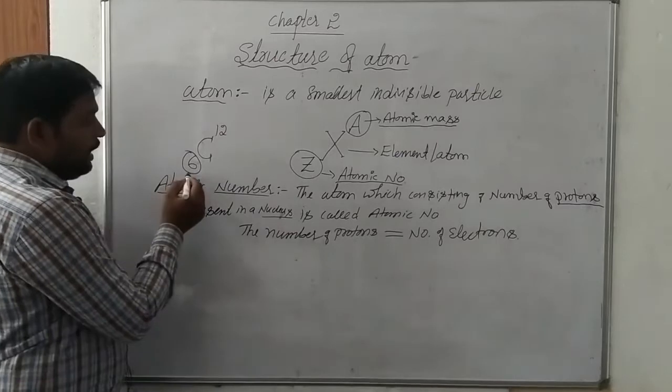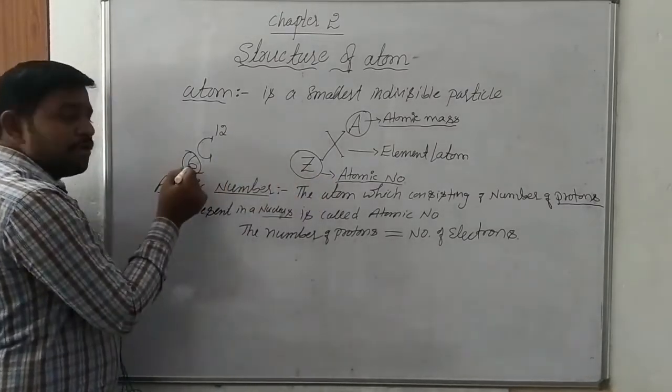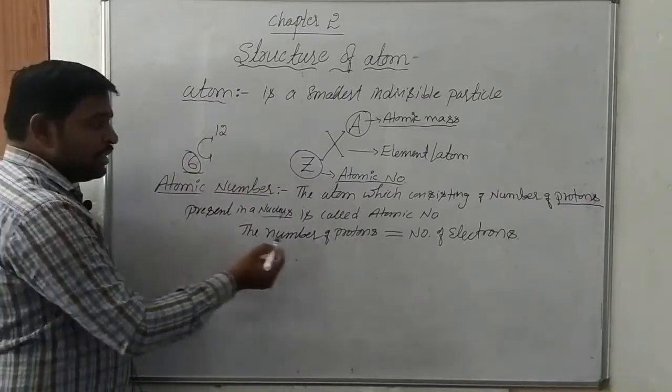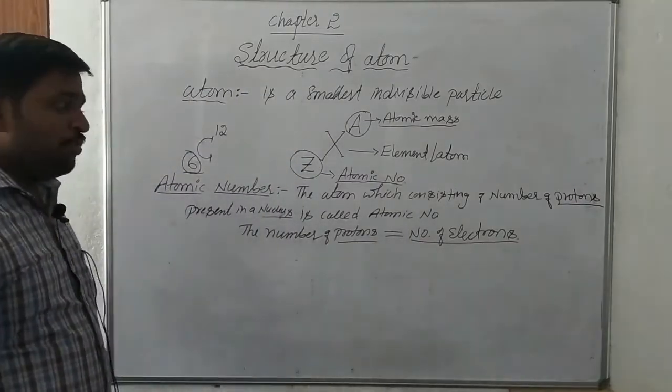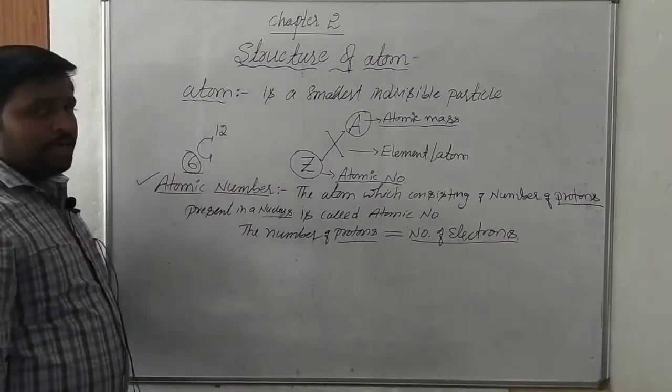So how many protons are there here? The atomic number itself is the number of protons. The number of protons is always equal to the number of electrons, we can say. So dear students, this is the definition of atomic number.